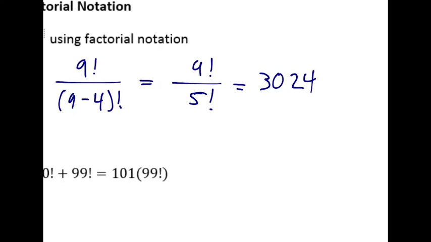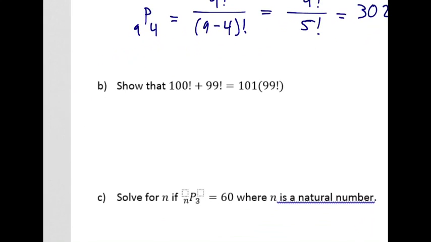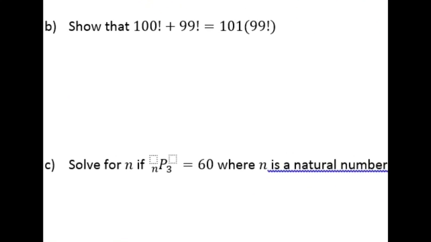Here's just an algebraic problem. Can you prove to me, without punching it in on your calculator, that 100 factorial plus 99 factorial equals 101 times 99 factorial? It won't even work on your calculator. It just overflows, so you can't do it on your calculator. But you can prove it though.